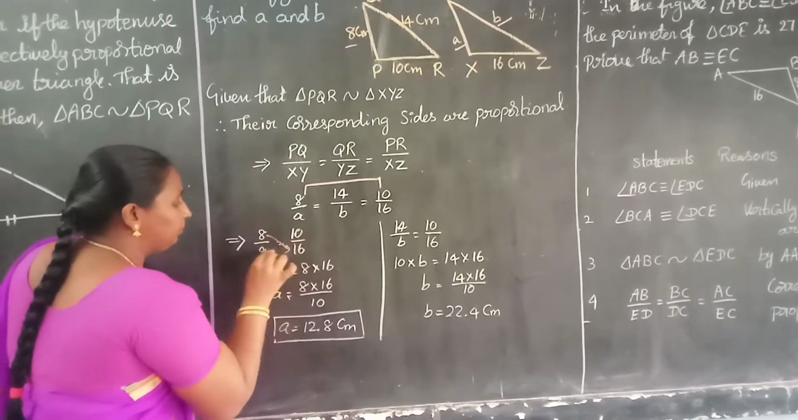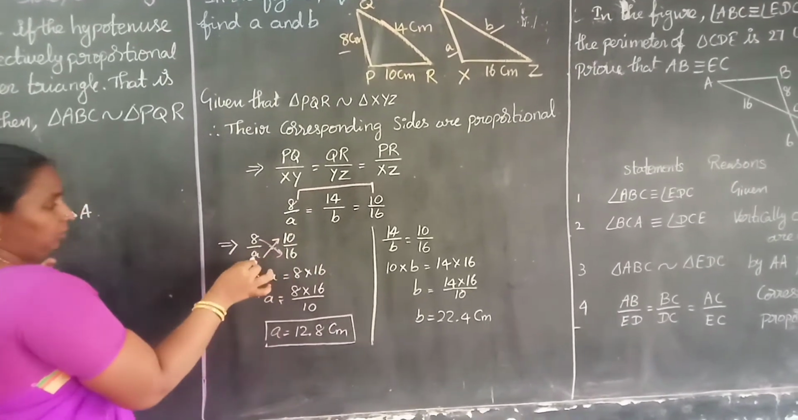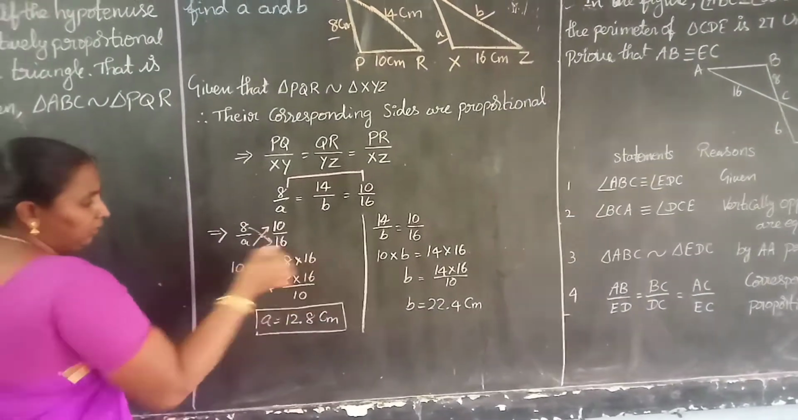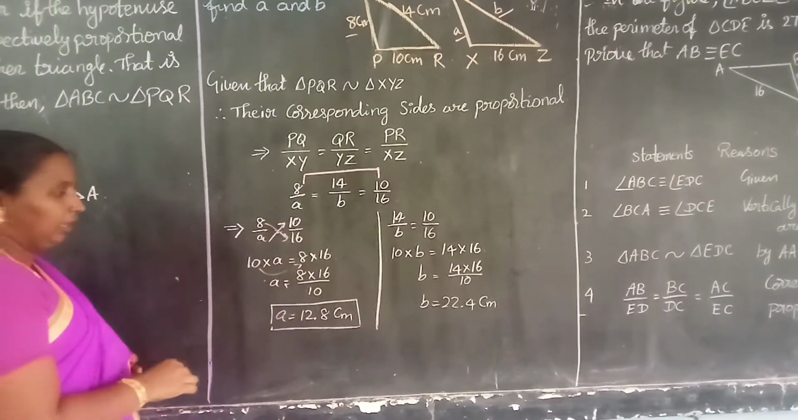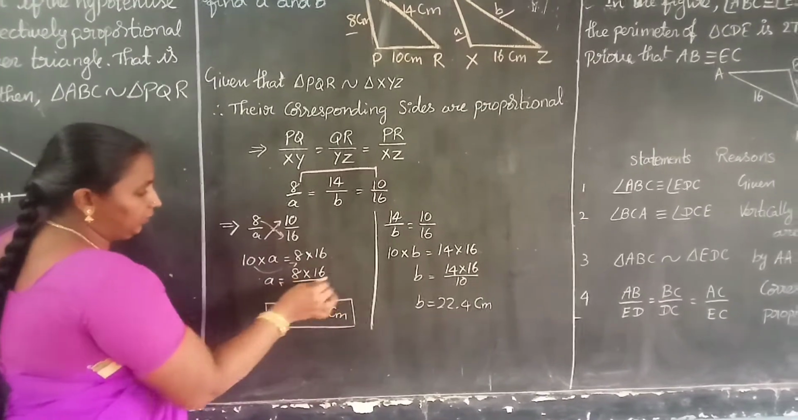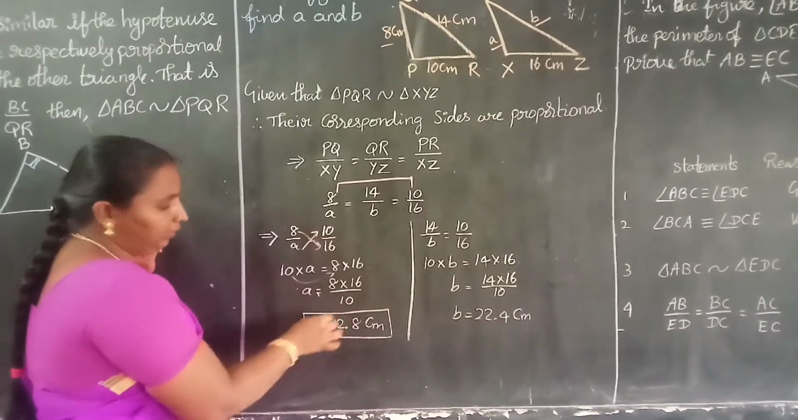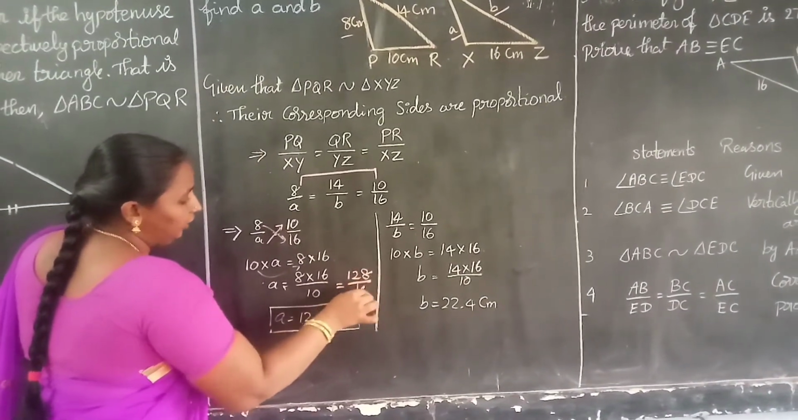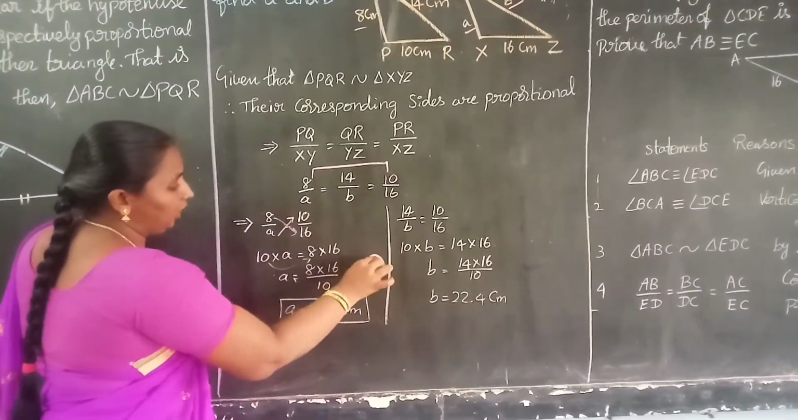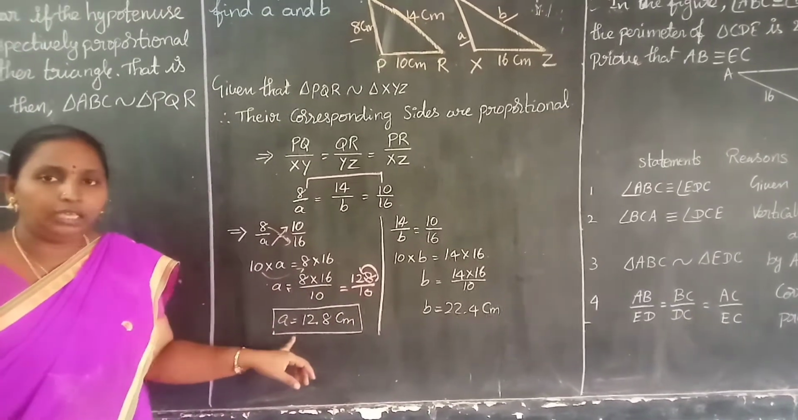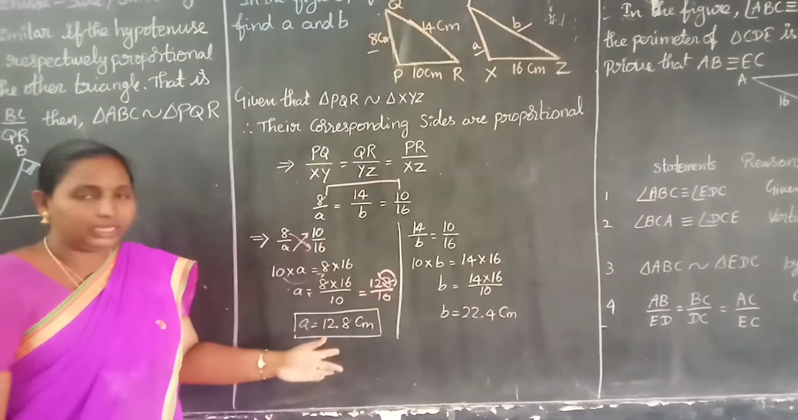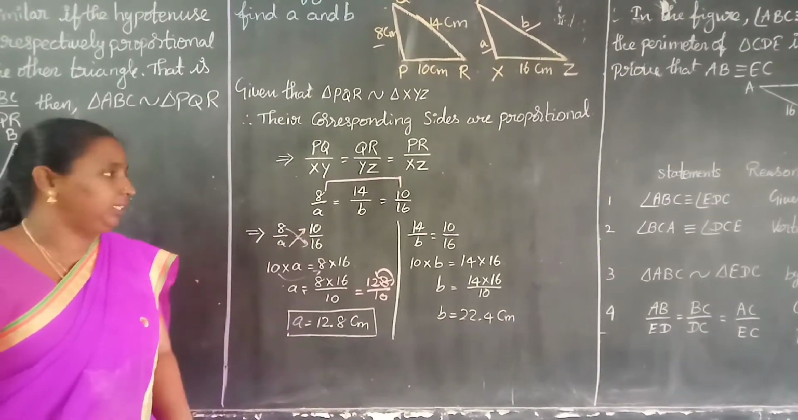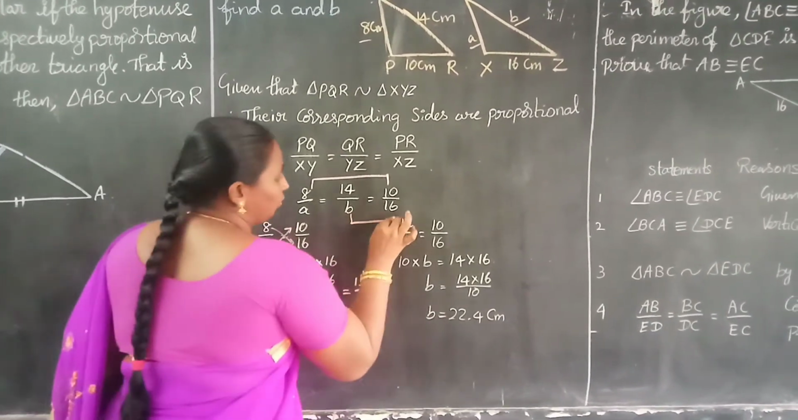Do the cross multiply. So 10 into A equal to 8 into 16. Send this 10 to the RHS side. A equal to 8 into 16 divided by 10. Multiply these two. 8 into 16 I will get 128 divided by 10. Then move one decimal point. You will get A equal to 12.8. Otherwise you can cancel and divide them. You will get the same answer only. So A value is 12.8.